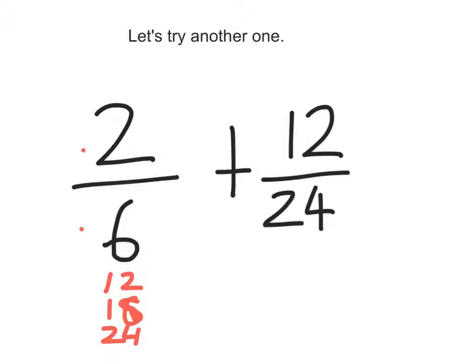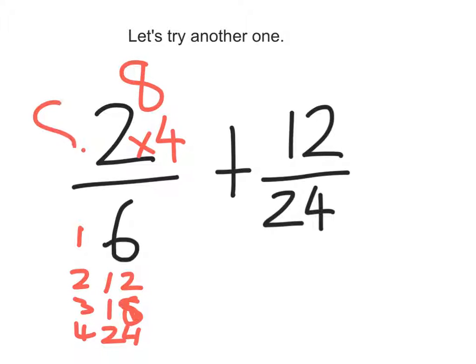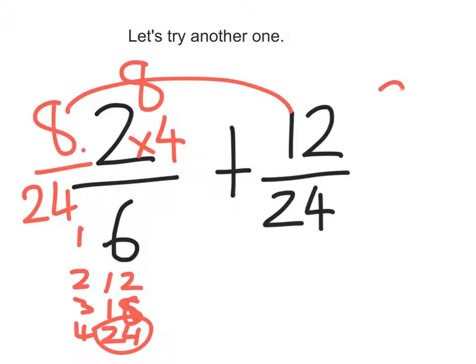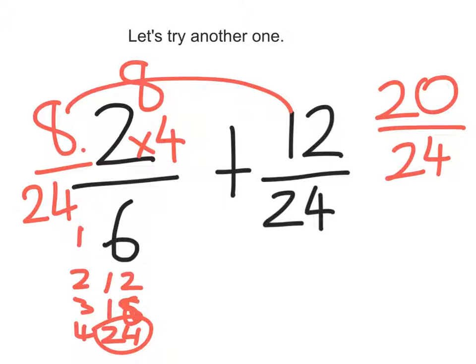So how many times did I times it by? Once, twice, 3, 4. So I timesed the 6 by 4, so I need to times the top by 4. 2 times 4 equals 8. So it's 8 over 24 plus 12 over 24, plus them both together. The answer that you should have gotten is 20 over 24. If you got that right, you're doing excellent.